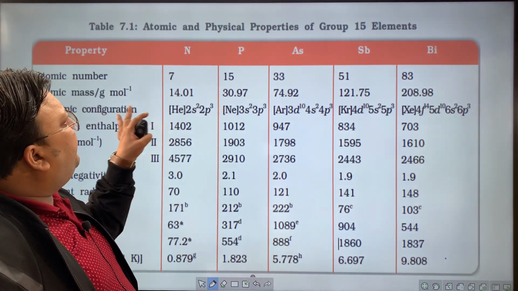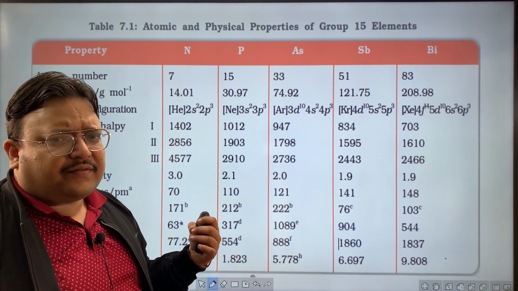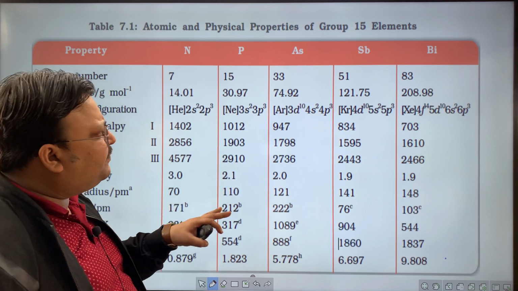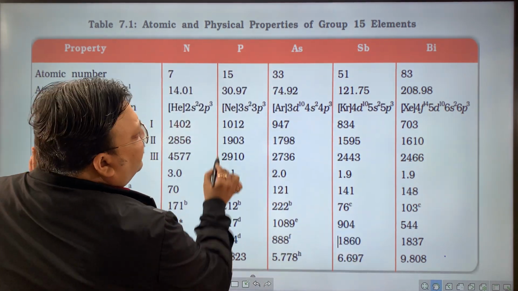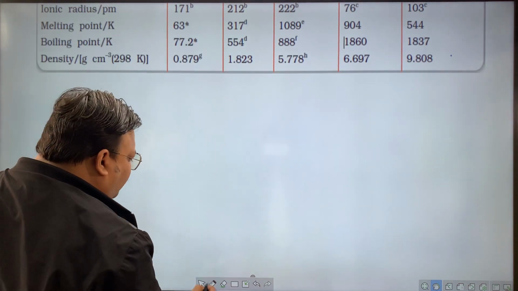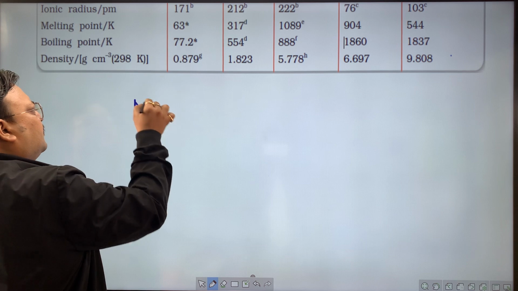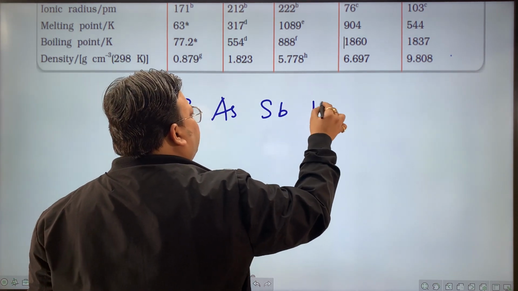And then atomic and physical properties of group 15 elements. Obviously we have kept moscovium away because the chemistry of moscovium is not clear. Nitrogen, phosphorus, arsenic, antimony, bismuth. Before going into these details, we would rather want to derive a few facts of our own, from our understanding of periodicity.